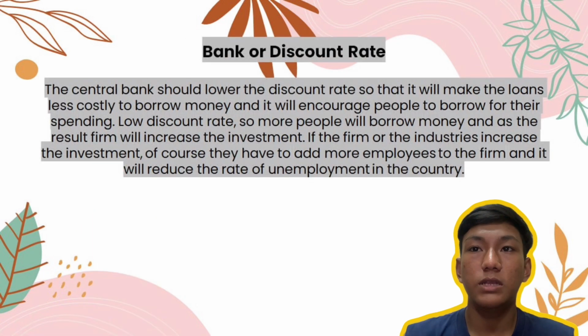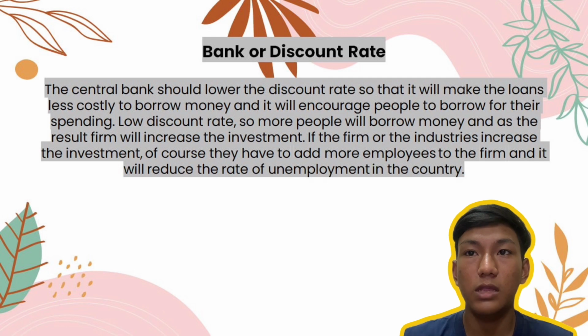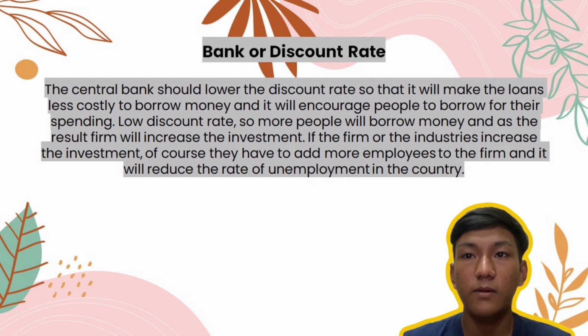Third, bank or discount rate. The central bank should lower the discount rate so that it will make the loan less costly to borrow money, and it will encourage people to borrow for their spending. With a low discount rate, more people will borrow money, and as a result, firms will increase the investment. If the firms of the industry increase the investment, of course they have to add more employees to the firm, and it will reduce the unemployment rate in the country.